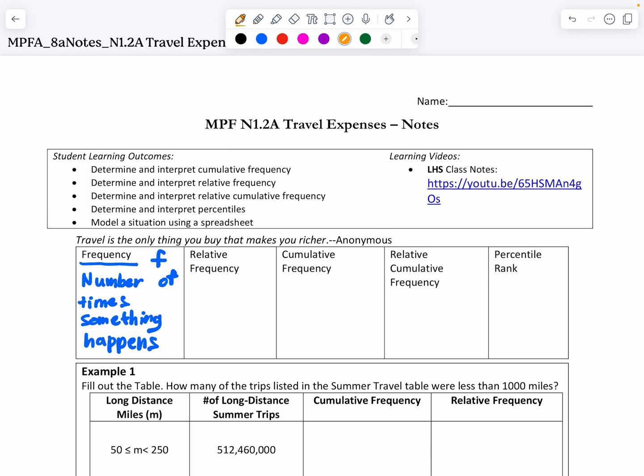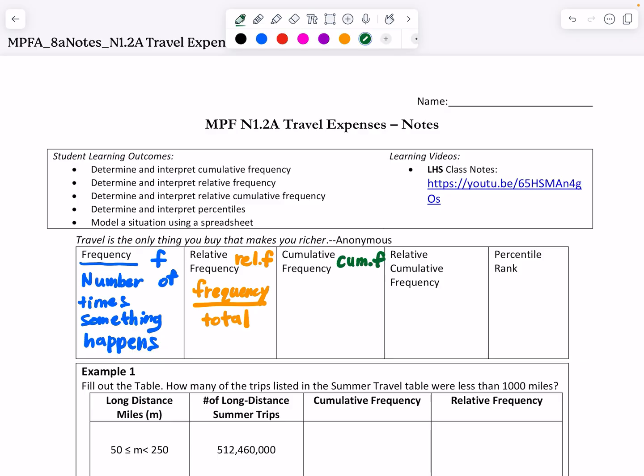Relative frequency, abbreviation for that, I'll go RELF, relative frequency, and this is your frequency divided by the total. So it's going to be a fraction. You'll take your frequency, the number of times something happens, and divide it by the total number of things. Cumulative frequency, abbreviation there would be CUMF. These are long words. It's kind of nice to be able to abbreviate them sometimes.